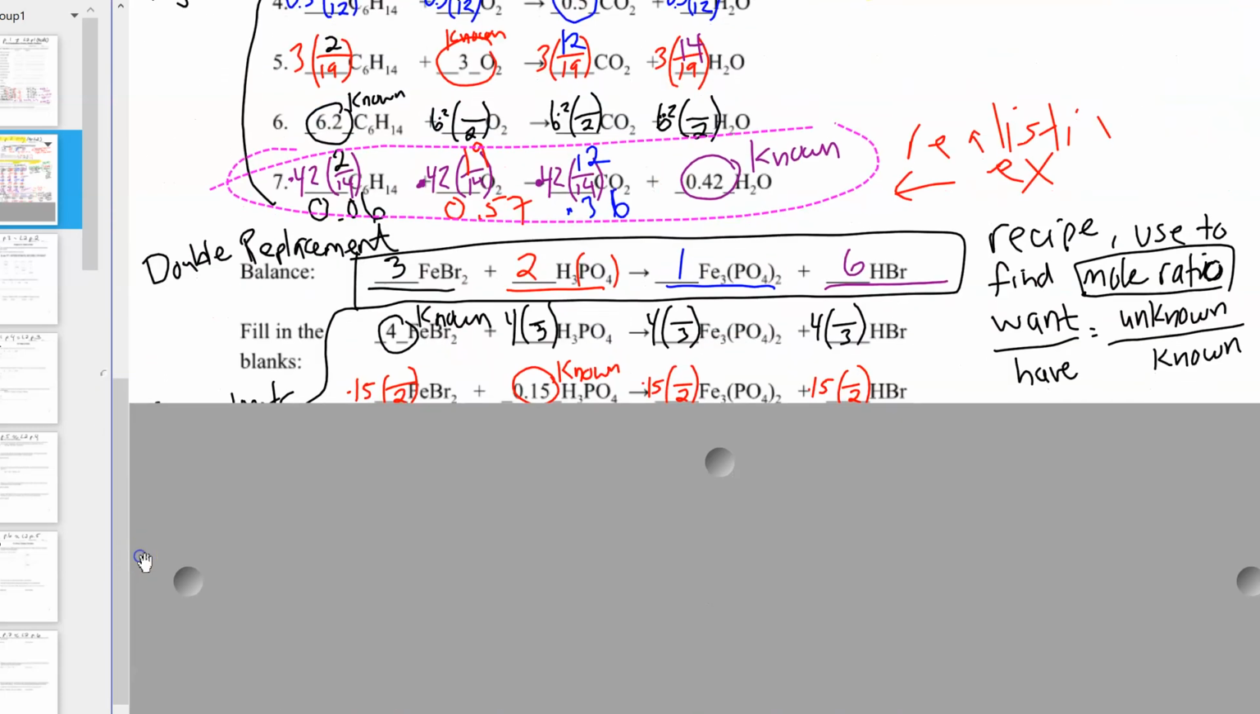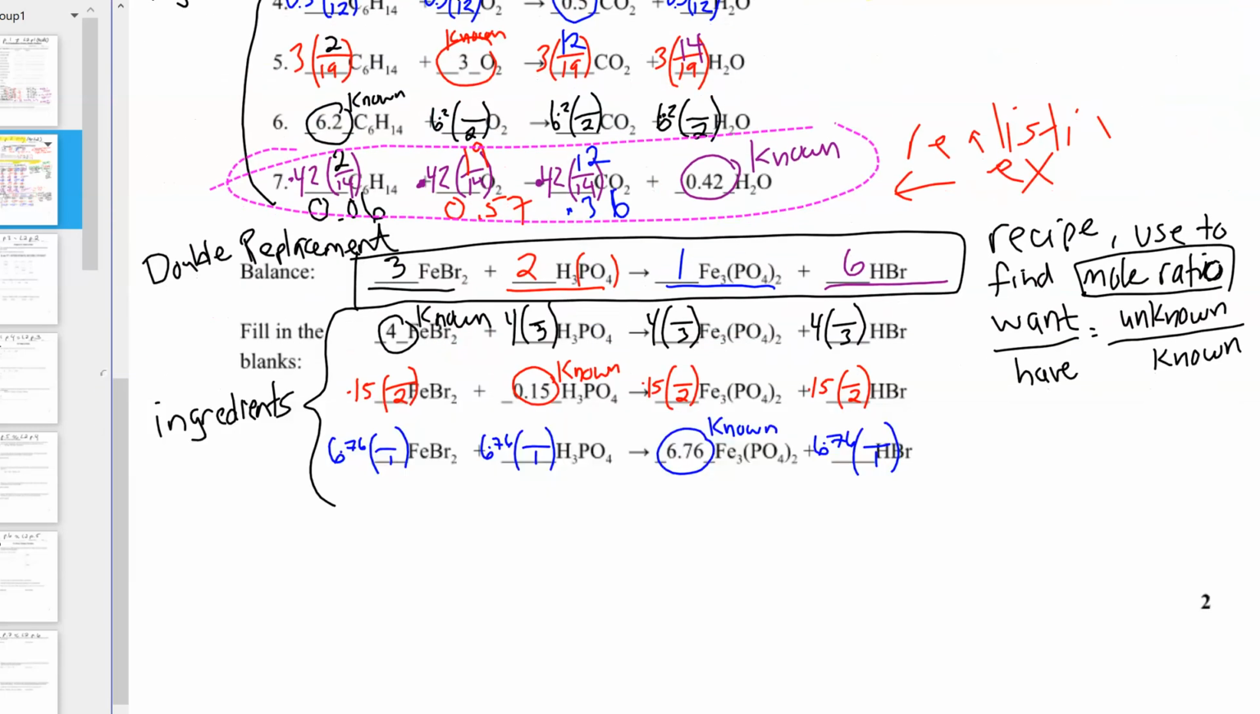We've got a little bit more left on this page. So here's a double replacement reaction. We have to balance it. I've gone ahead and done that for you. And just make a couple notes here. I like to put a box around that balanced chemical equation. It's the recipe. It's what we use to find those mole ratios. And remember, the mole ratio is the want over the have, also known as the unknown over the known.